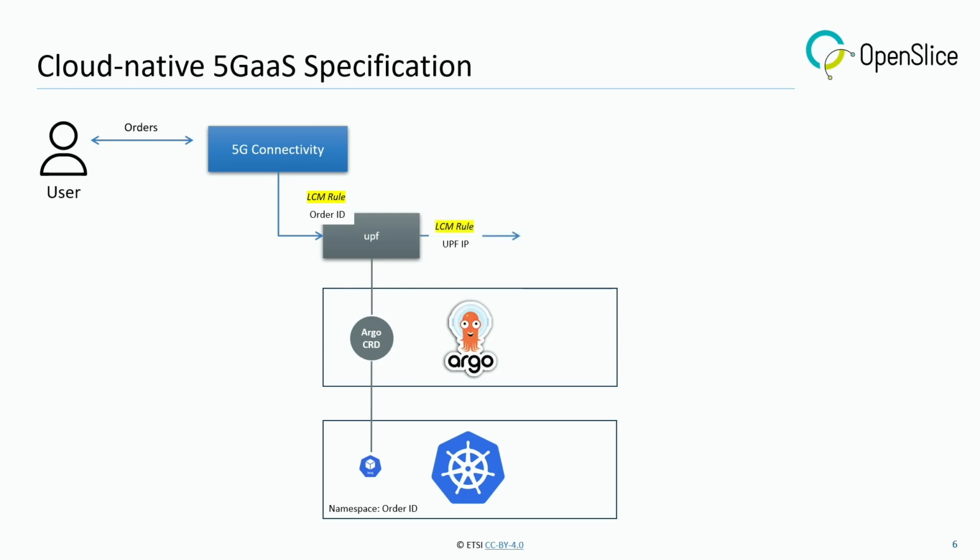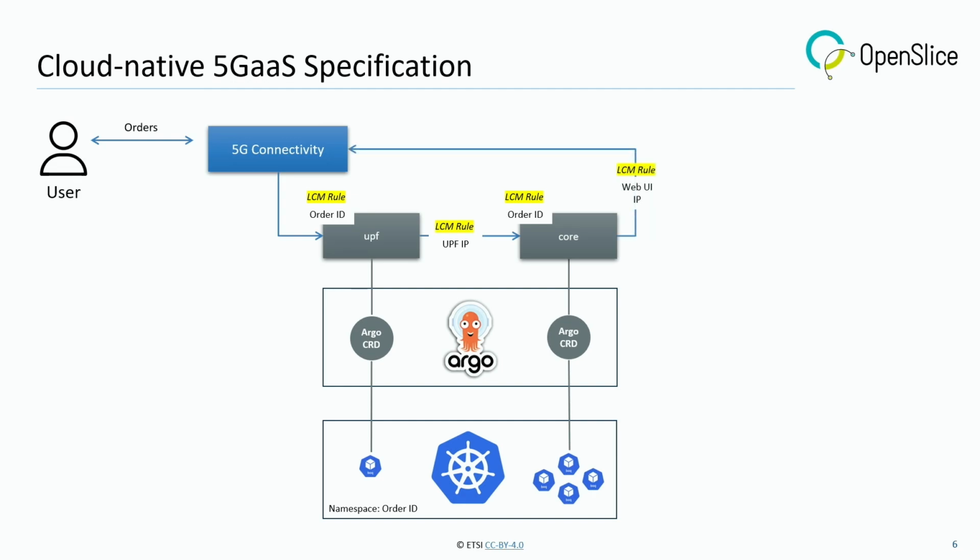When we have the UPF IP extracted, deployment IP extracted, we can instantiate the core network service. And again, this through the Argo CRD will deploy the remaining of the core. And this will be what we will see at this Hackfest, but also we'll see some feedback towards the user.